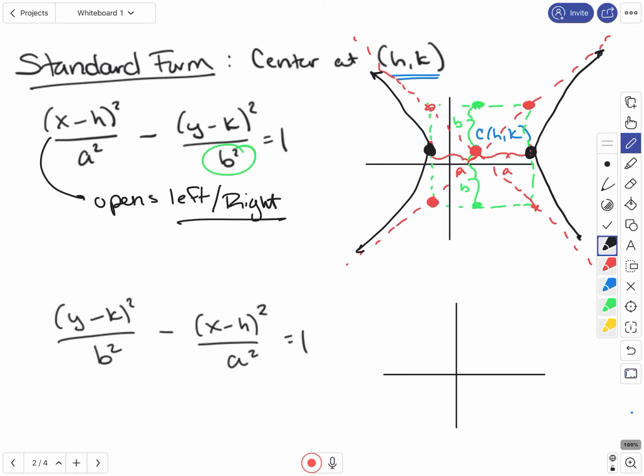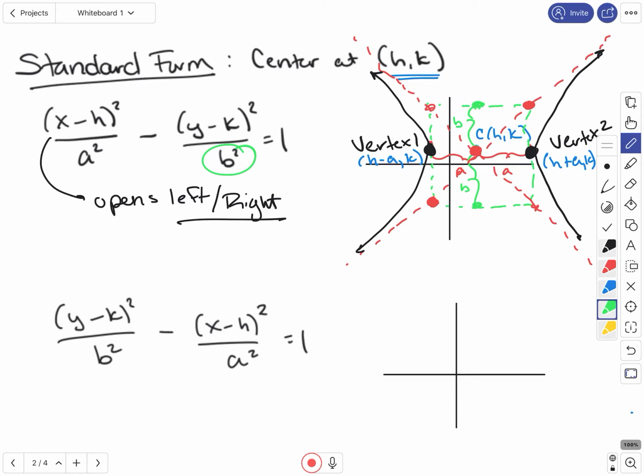Okay, so the center is at (h, k). These two black dots right here are our vertices. I'll call this vertex 1 and that vertex 2. And notice those are a units from the center. So this would be (h minus a, k), and this vertex would be (h plus a, k).